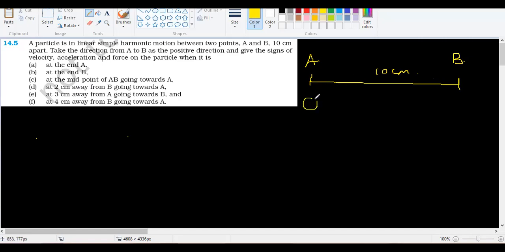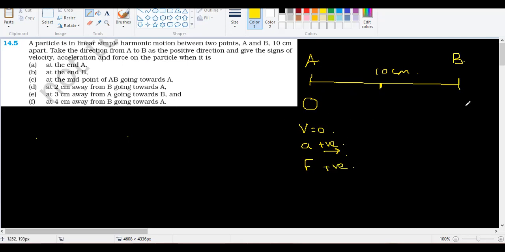So when you are at end A, what will happen? Signs of velocity. When this is at end A, velocity will be 0. Acceleration will be in this direction. The recovering force is toward the mean position, so the acceleration is in this direction and should be taken as positive. Force is the same as acceleration, which means force is also positive.